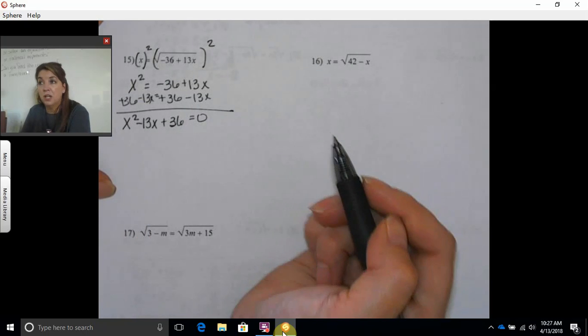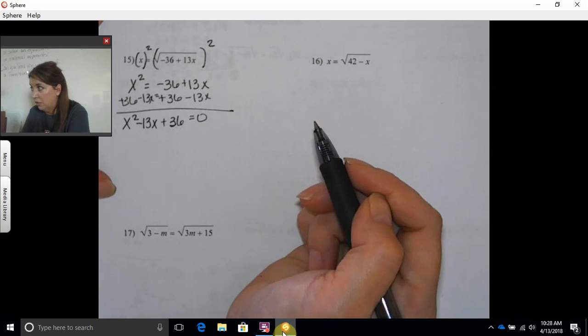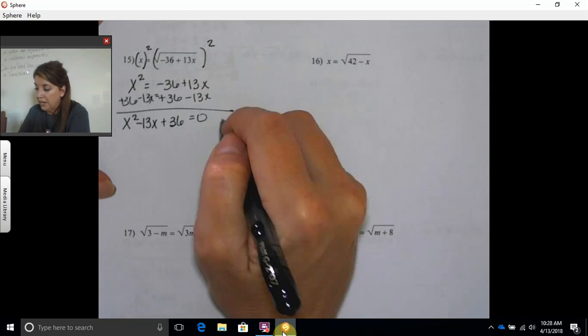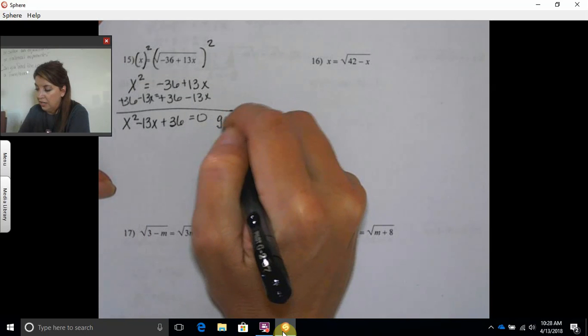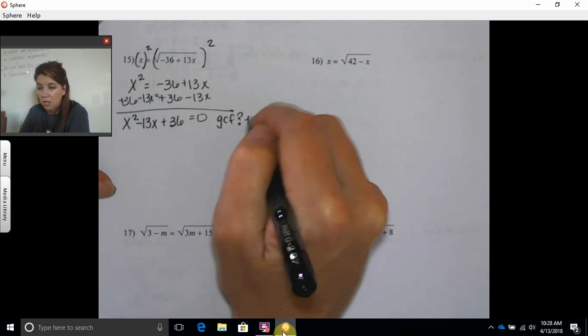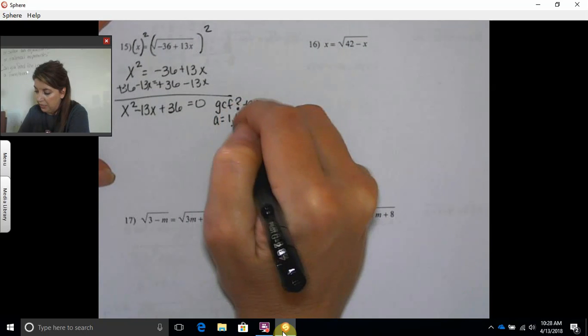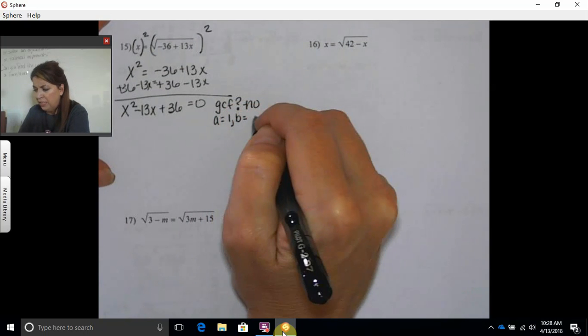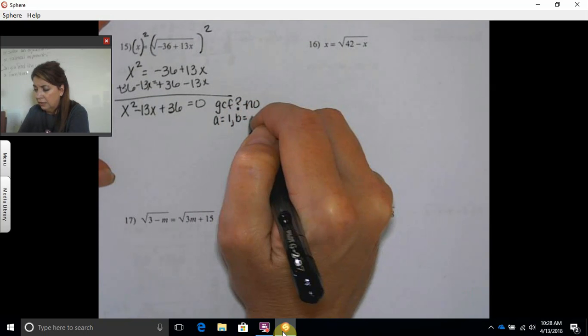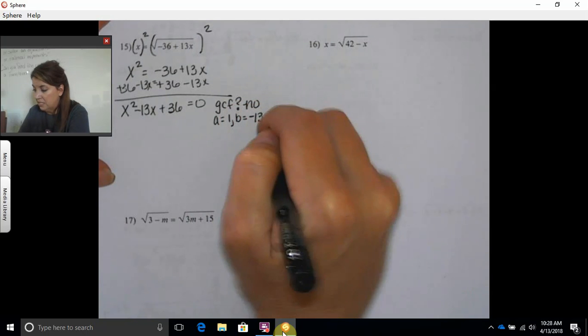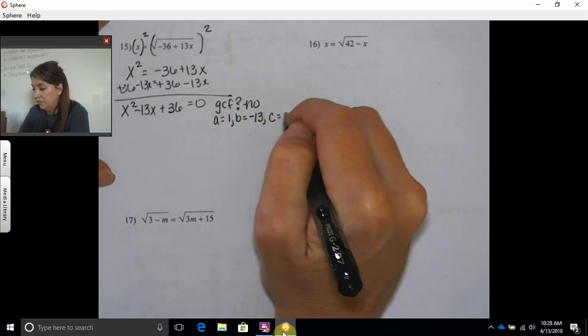If you want to go straight to the quadratic formula or completing the square, go for it. But I like to factor if I can. Is there a GCF? Nope. So define A, B, and C. What is A? 1. What is B? Negative 13. C, positive 36.